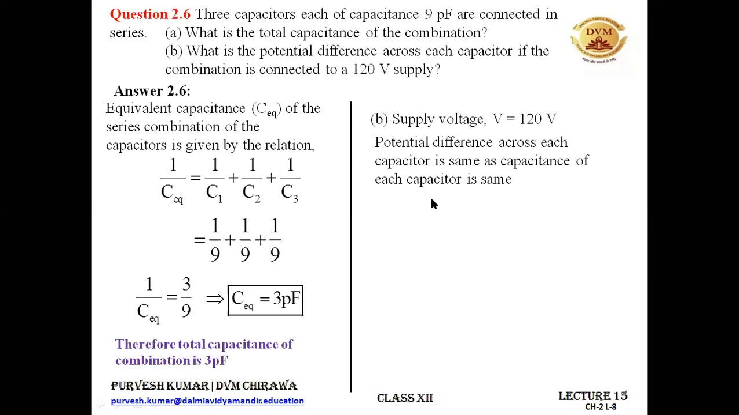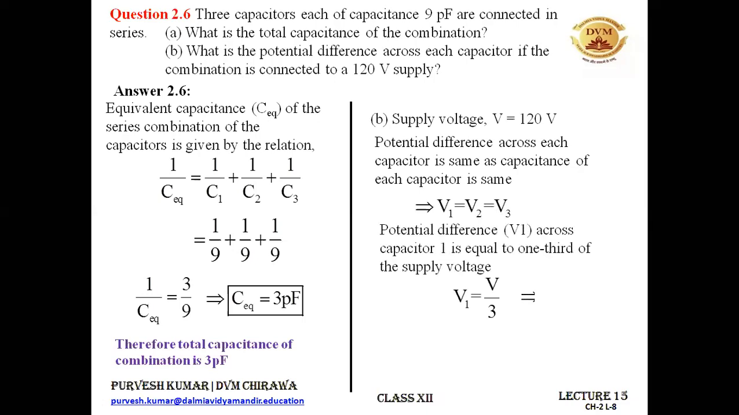All right. So V1 is equal to V2 is equal to V3 because the capacitance is same. So now this 120 volt is getting divided into 3 equal parts. Across each capacitor, we'll be having 120 divided by 3, that is equal to 40 volt. All right. So V1 is equal to 40 volt. The same 40 volt is across the second capacitor and the same 40 volt is across the third capacitor because the capacitances of each of these capacitors are same.